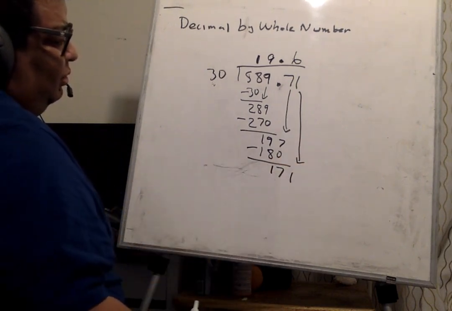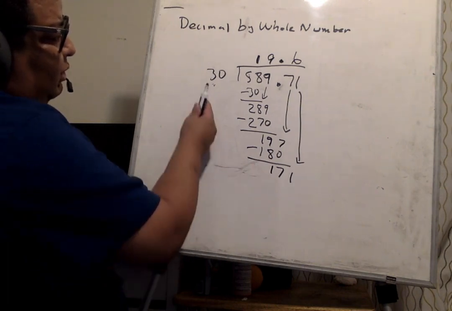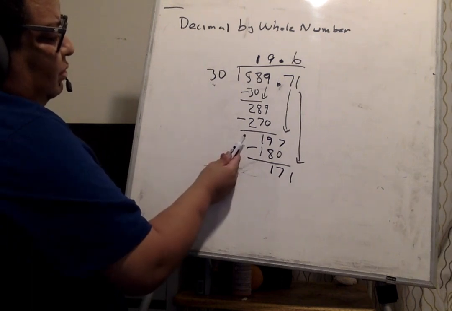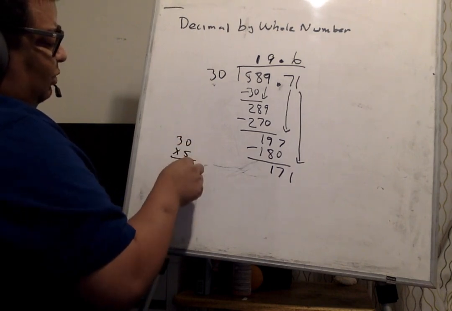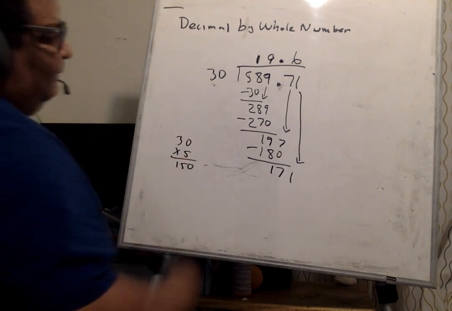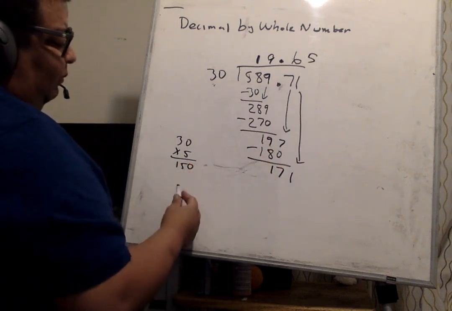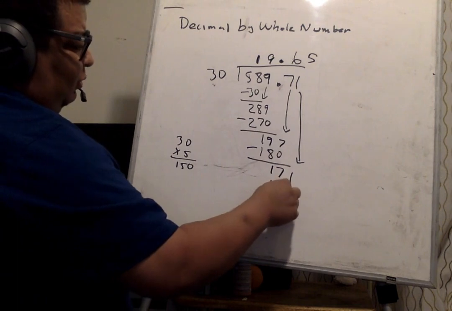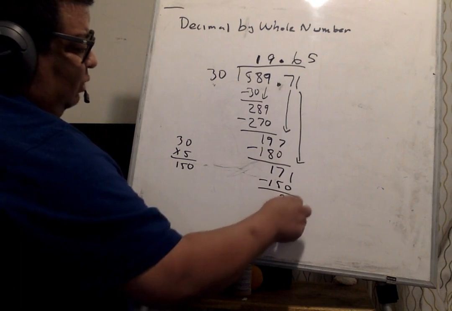Let's see. We did, in 197 there are about 6. So now let's try 5. 30 times 5. 5 times 0, 0. 5 times 3, 150. Okay, so let's put 5 here because if we go 6, we're gonna go over. So 30 times 5, 150. 171 minus 150, that's 21.